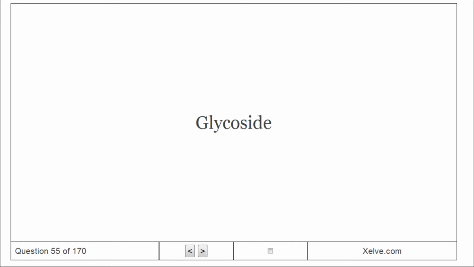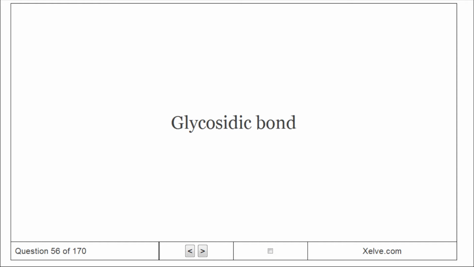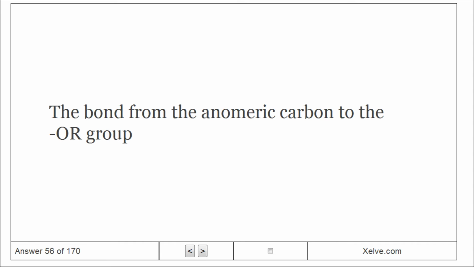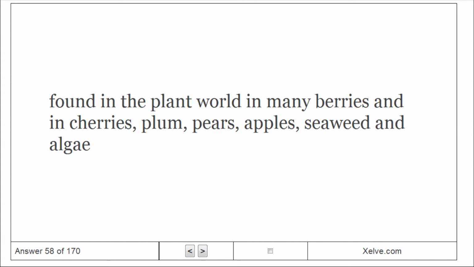Glycoside. A cyclic acetal derived from a monosaccharide. Glycosidic bond. The bond from the anomeric carbon to the R group. Aldehyde, the reduction product: sorbitol. Found in the plant world in many berries and in cherries, plums, pears, apples, seaweed and algae.